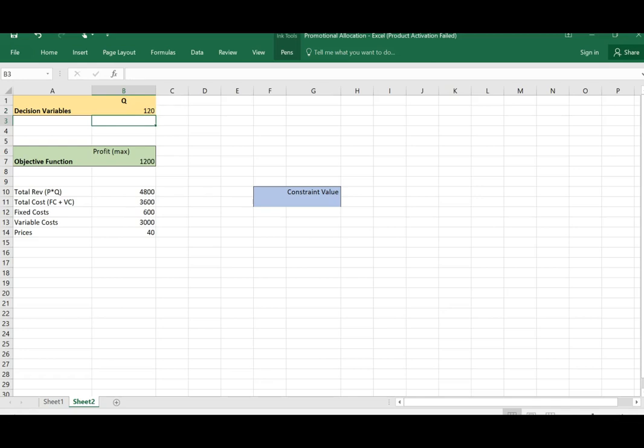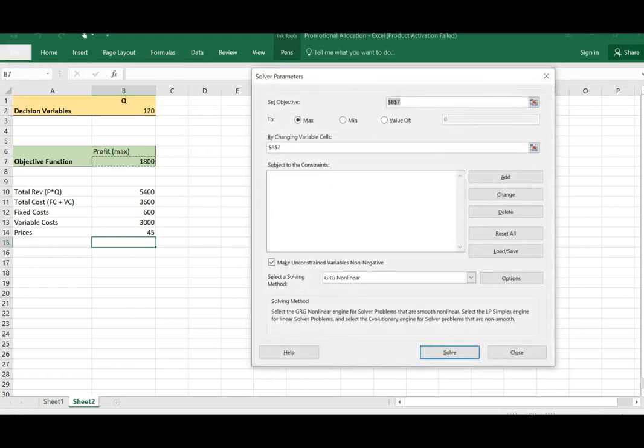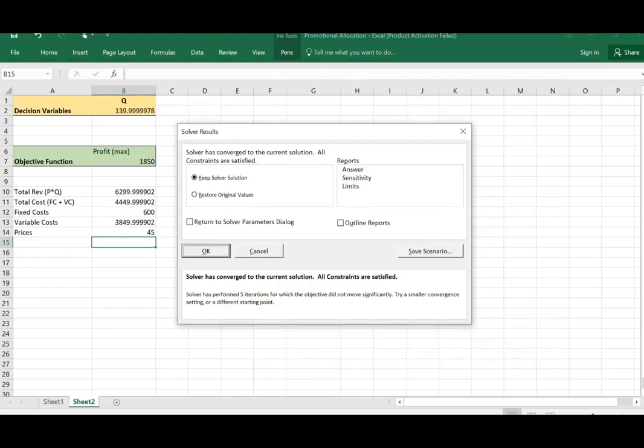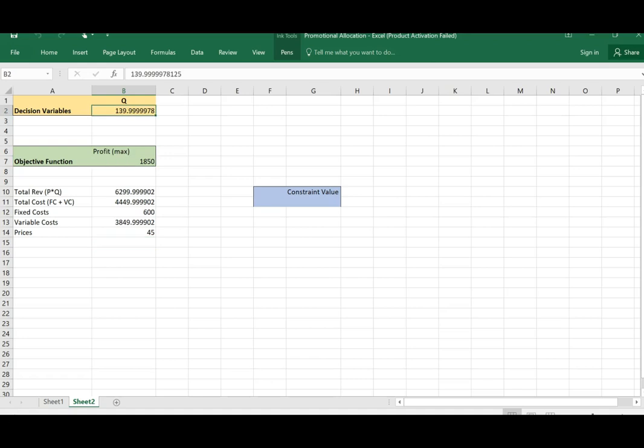And so that's great. But what's also nice about the setup is the reason why I typed all of these values out. What if prices go up to $45? All I need to do is change that value, go back into my solver, and hit the solve button. Now it's telling me 140 is going to be the optimal value.